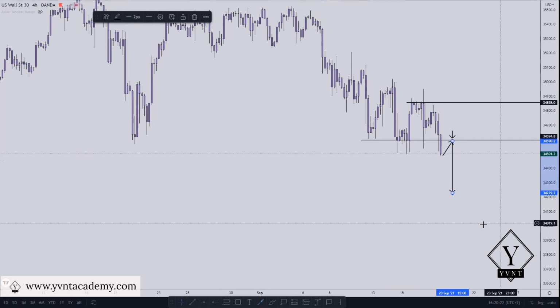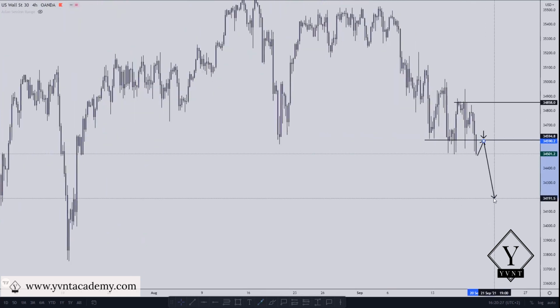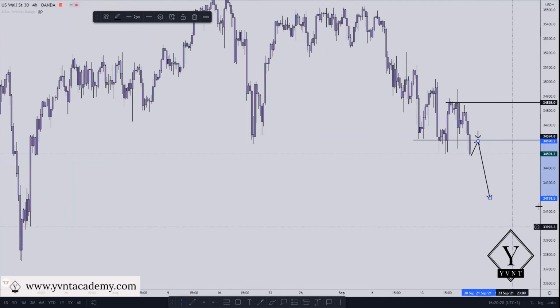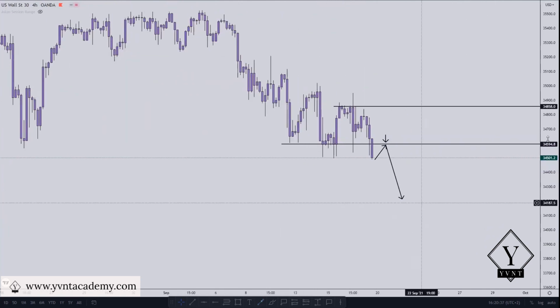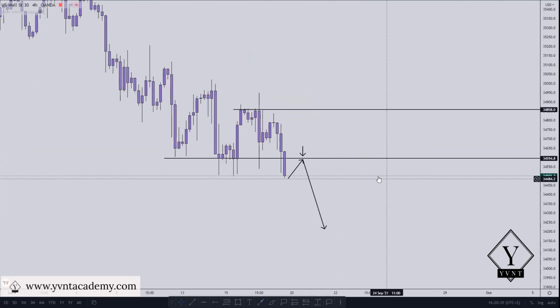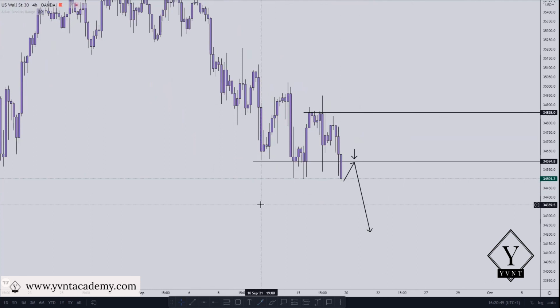Let's see where we can target. I will say around here, 34,200. That's where we can expect price to push to on this sell. If price doesn't break back in, we can expect price to push to the downside to 34,200. So let's see how this week is going to be.